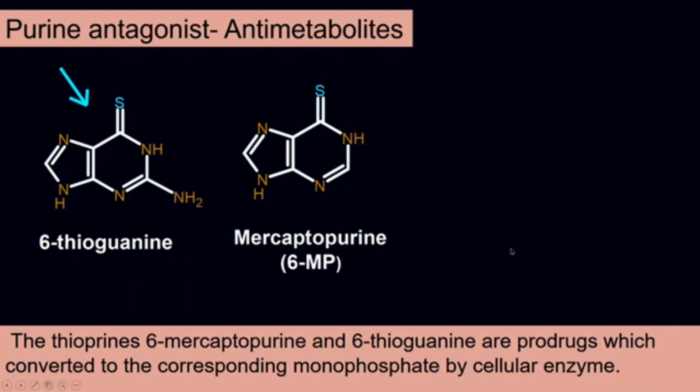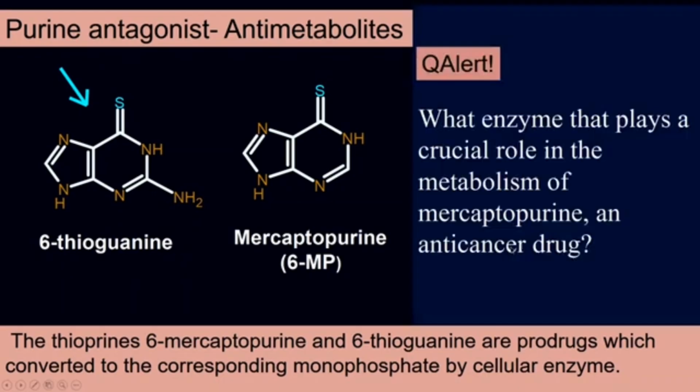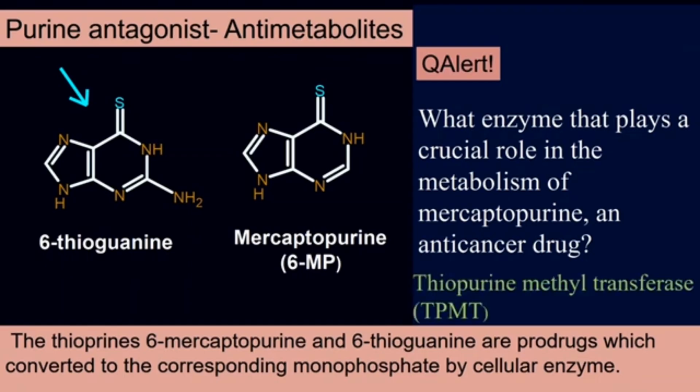So what enzyme is that? That's the key point that is expected in the exam. The question here is: what enzyme plays a crucial role in the metabolism of mercaptopurine, an anti-cancer drug? The enzyme is known as thiopurine methyltransferase. That is a very important enzyme necessary for its metabolism.